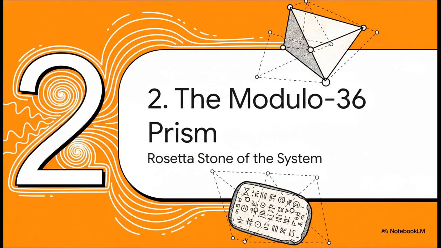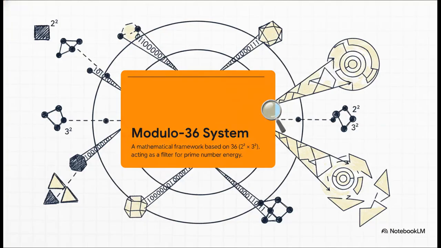Right, so if you're going to map these signatures, you need a tool, right? A lens to see through all the noise. And that brings us to Section 2, the modulo 36 prism. You can think of this as the Rosetta Stone for the entire system. The whole thing is built around this modulo 36 idea. But why 36? What's so special about that number?